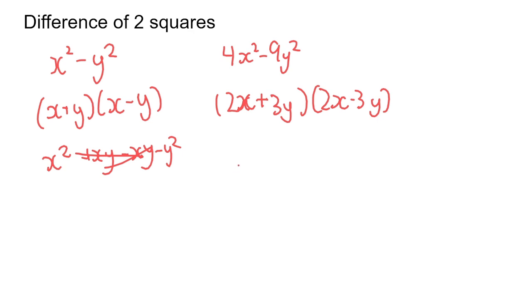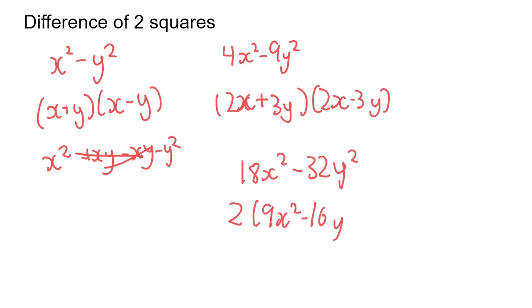It's when you get something like 18x squared minus 32y squared. Now 18 and 32 aren't square numbers, but what you can do is factorize out a 2 to get something like 9x squared minus 16y squared. Now 9 and 16 are square numbers, which means in this case you can do difference of two squares: 3x plus 4y and 3x minus 4y.